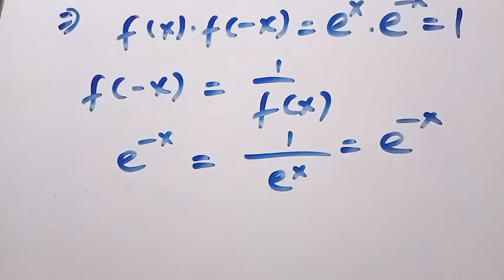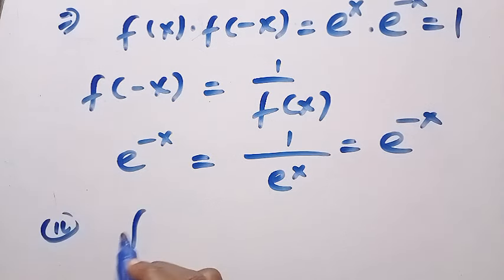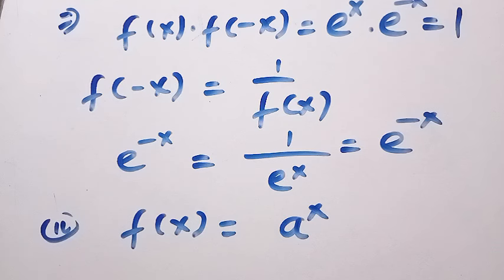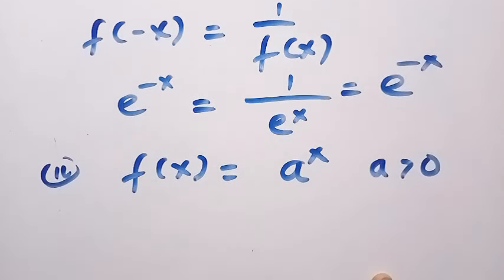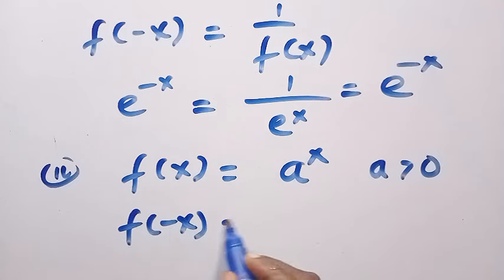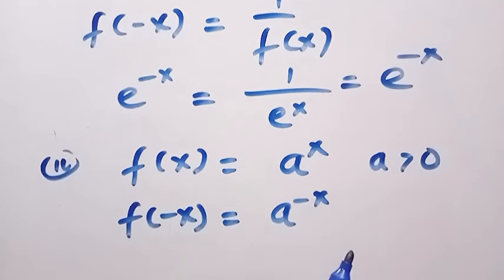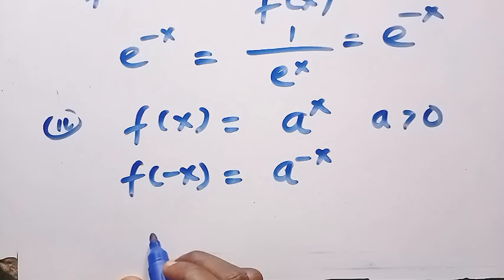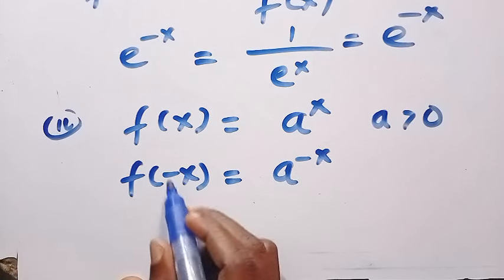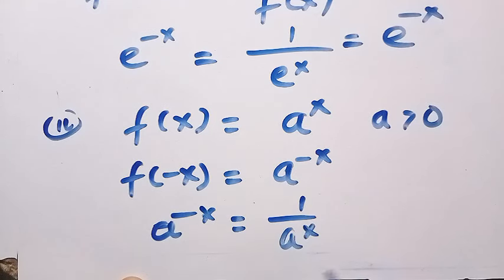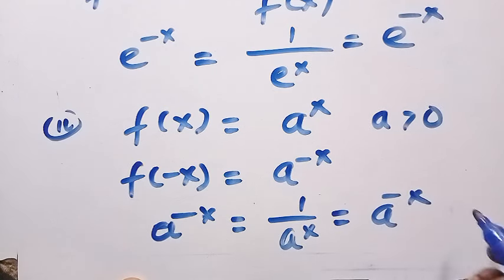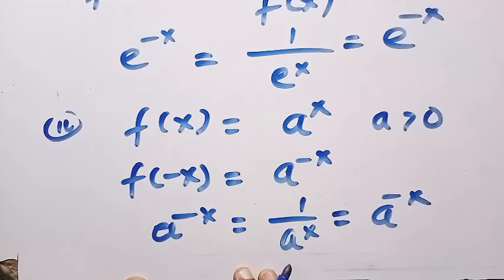Another form of exponent is if you have f of x, suppose I have it as a raised to power of x, provided that a here is greater than 0. So a must not be equal to 0; that's only when this is true. If you have f of minus x, this will be equal to a raised to power minus x, which equals 1 divided by a raised to power x. And 1 over a raised to power x is the same thing as a raised to power minus x. So this is also true for every form of exponent function.